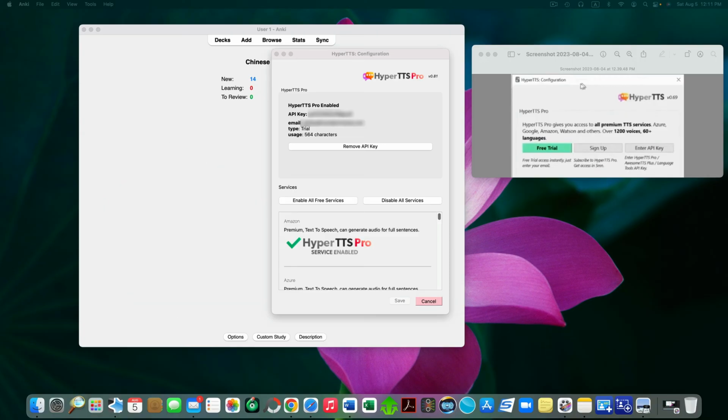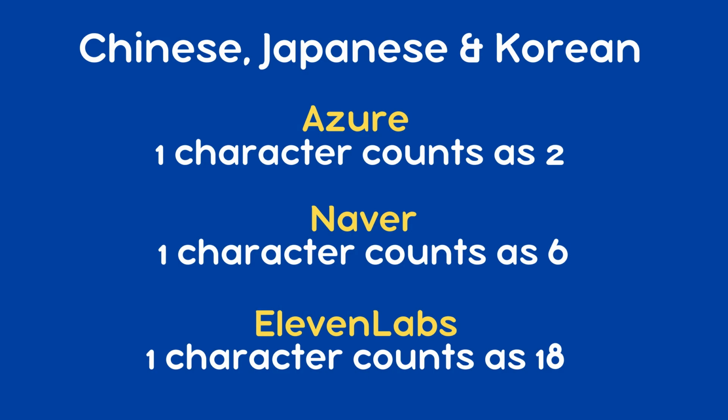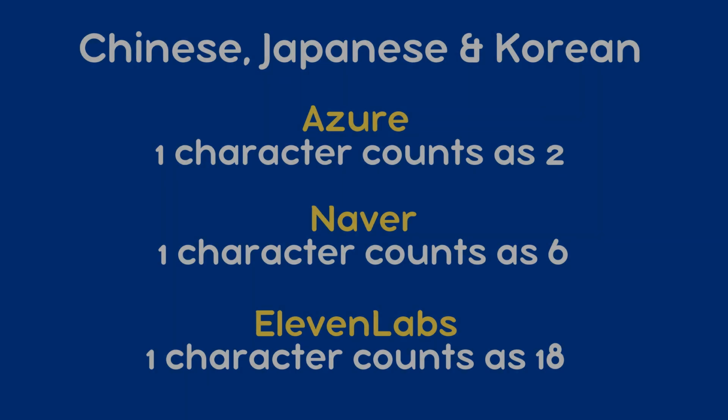Before we do that though, there are three things I think you should know. First, take a look at this chart and pause the video if necessary. If you're using Chinese, Japanese, or Korean characters, the character count will be higher when using certain services. This will eat into your 5,000 character allotment much quicker.